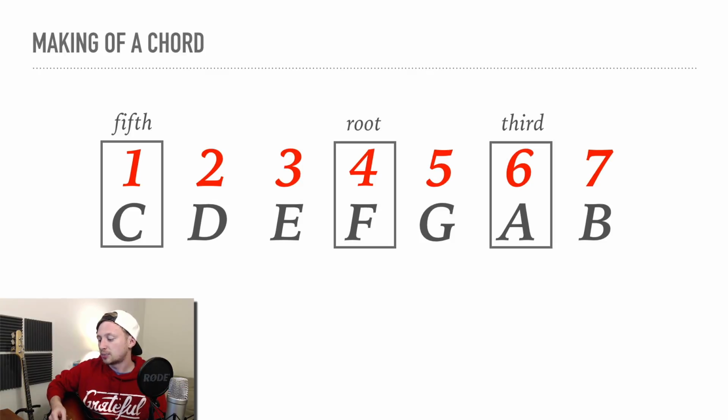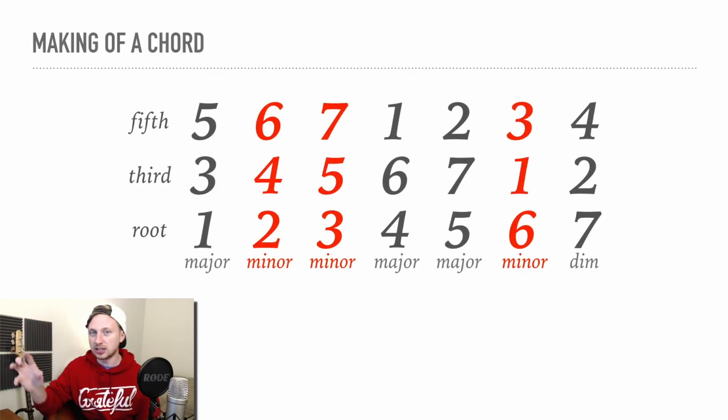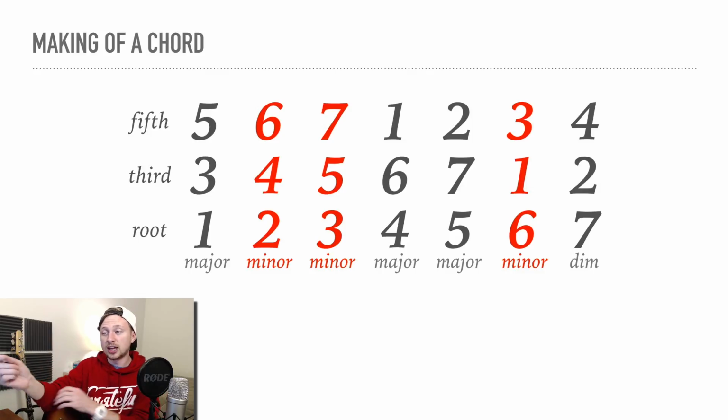You're probably getting the idea, but I made a little chart to better illustrate this principle, that this works across all 12 keys and all 7 chords in each key. If I were to ask you to play me a 3 minor chord, you could look at this chart and go, okay, I need to play scale degrees 3, 5, and 7. Or for a 5 major chord, scale degrees 5, 7, and 2. So you kind of get the idea.